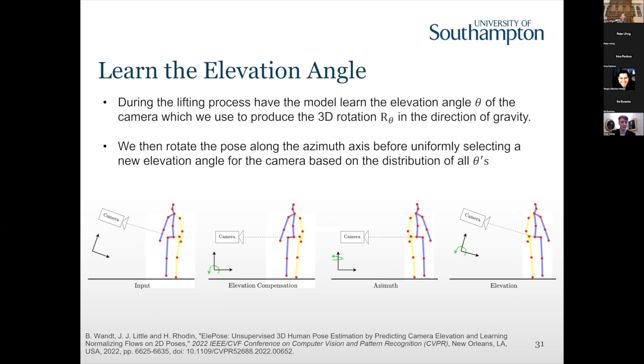A smart guy called Bastian Wandt discovered that you can actually learn the elevation angle during the lifting process. So we have the model learn an elevation angle theta, which is used to produce a 3D rotation R theta, which rotates the pose in the direction of gravity. This does an elevation compensation, which aligns the camera with the pose. Then you can rotate it on the azimuth angle, and sample from the distribution of thetas to obtain a new virtual camera viewpoint. And this produces much better 2D poses overall in your reprojections.